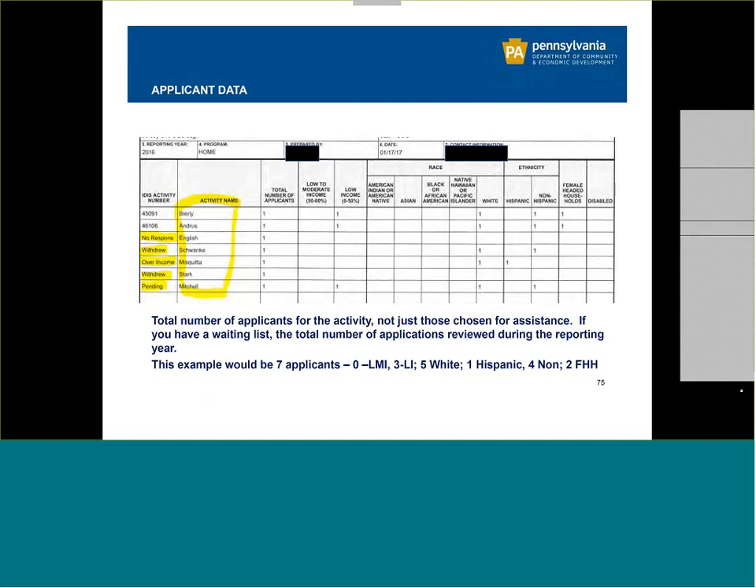So if you do it that way, that's a perfect example of what we're trying to accomplish with this form: you took 7 applicants, but only 3 were eligible. But your applications were diversified, and there was no prejudice against their application or who you funded.